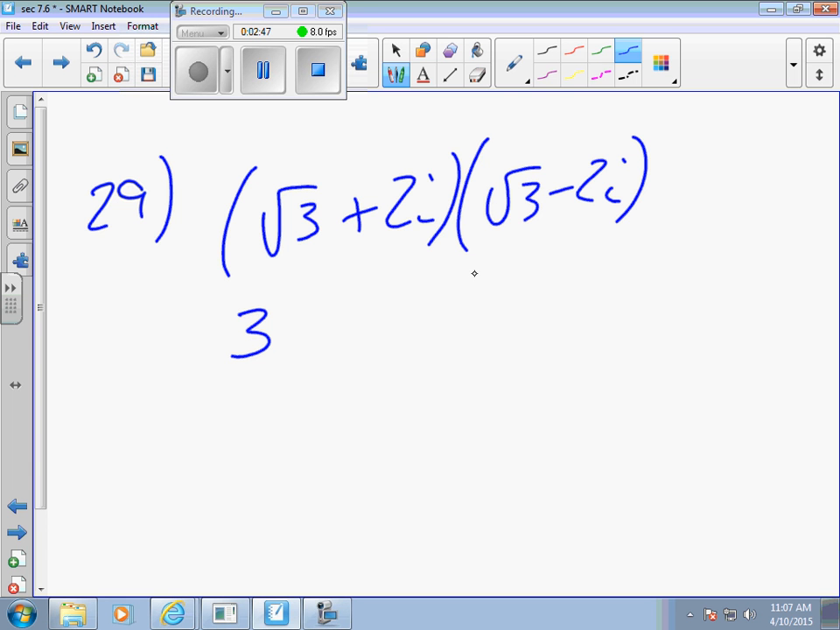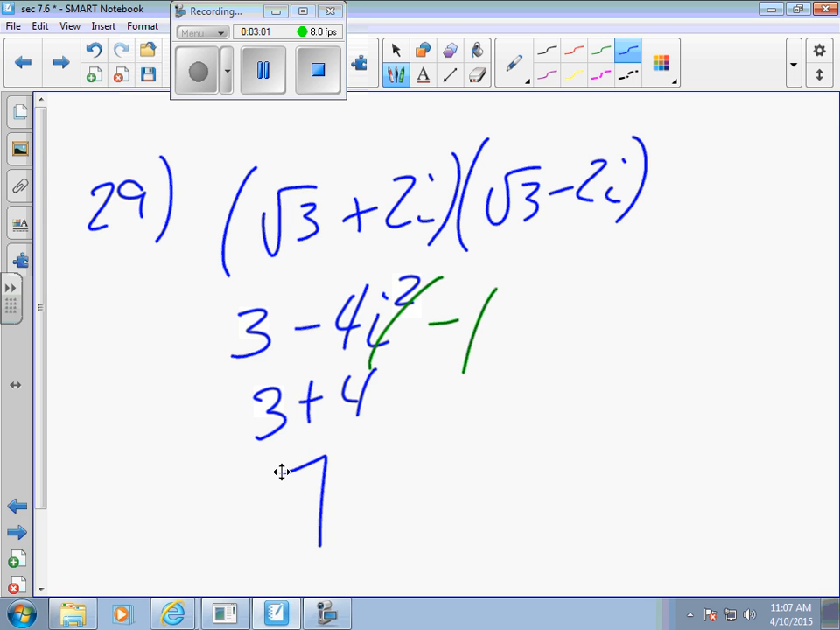Inside, inside, outside, outside, gone. Last times last gives me negative 4i squared. Again, the i squared is negative 1. Negative 4 times negative 1 gives me positive 4, so 3 plus the 4, which is 7.